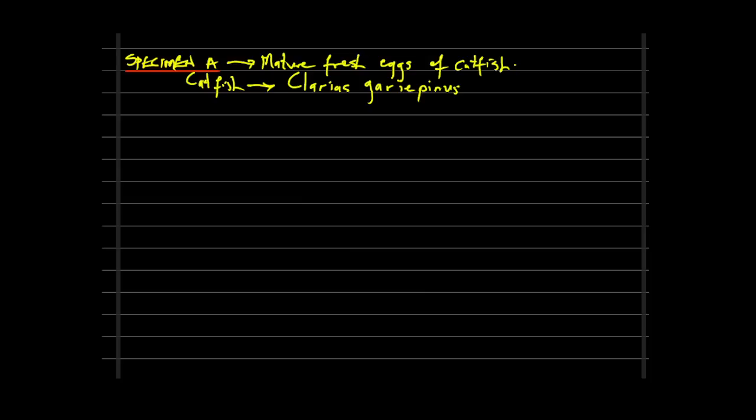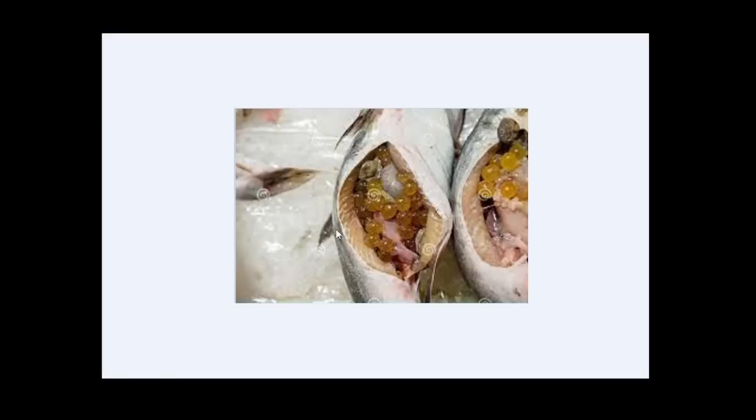So if we look at this particular picture here, we have the catfish having the eggs inside it. This is a mature catfish having the eggs inside it. So that is what the eggs of the catfish look like.